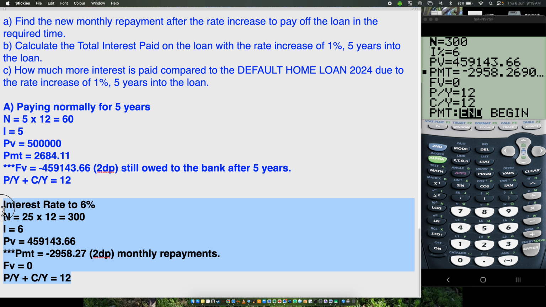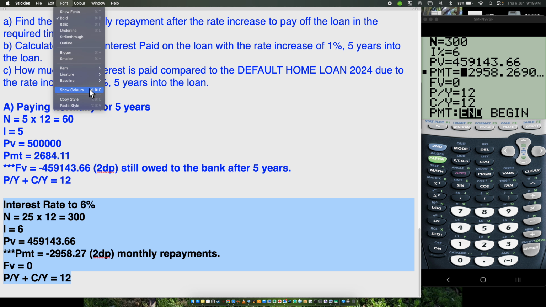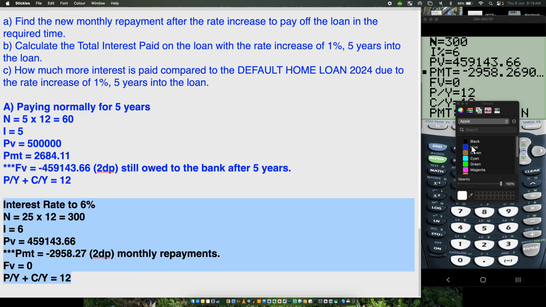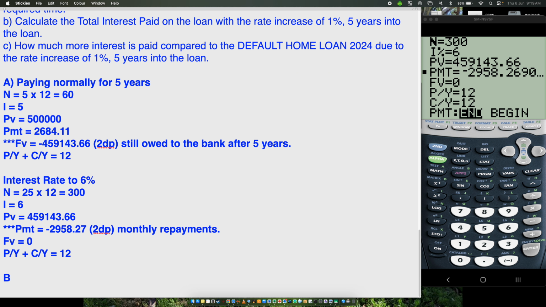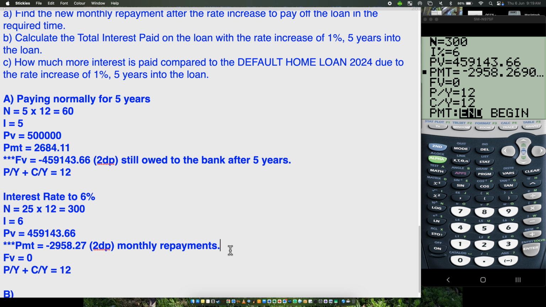Can you get that working out down? Then we'll continue on with B and C. After the rate increase, your payments go from $2,684.11 to $2,958.27.